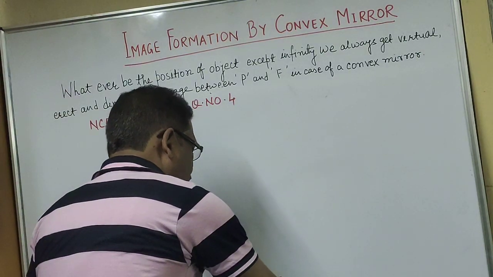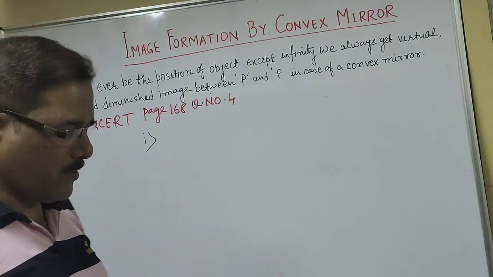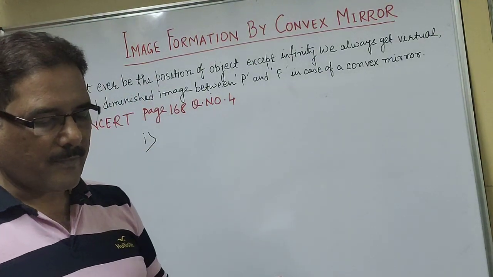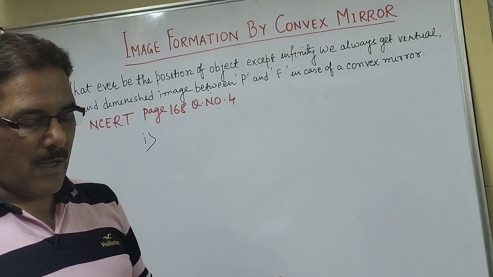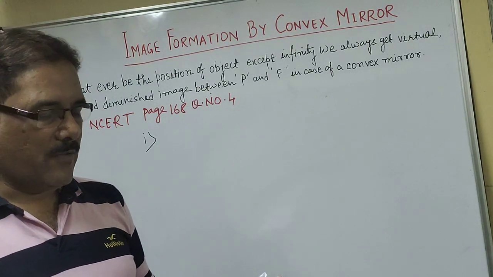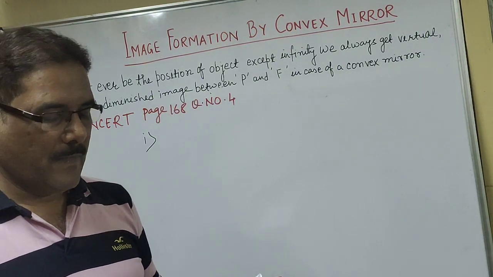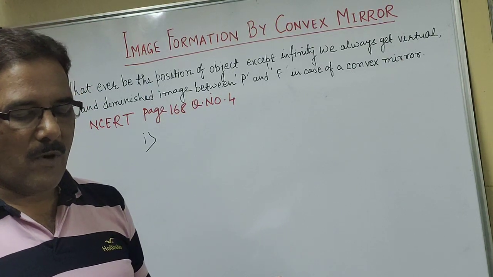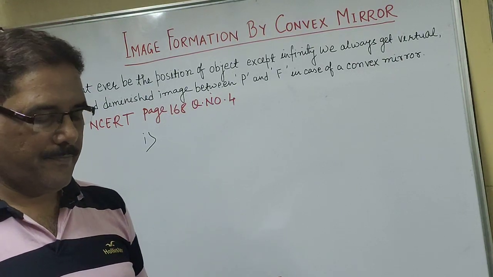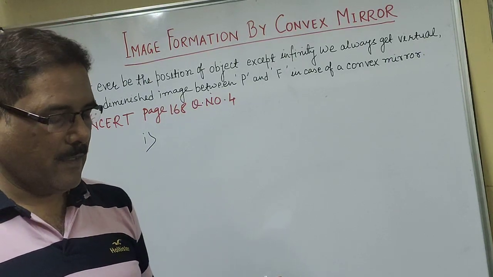Now I want to give a question as homework from this topic. You write this question. The first part of this question: list 4 characteristics of the image formed by a plane mirror.